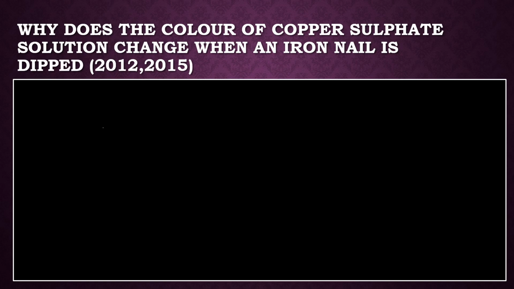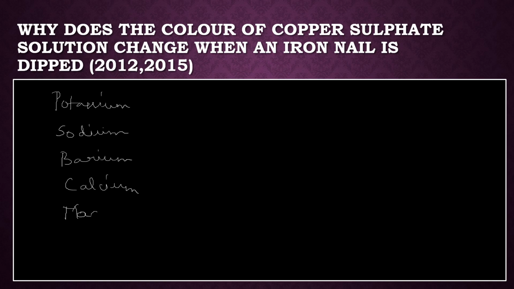Now let me write. First let us start with potassium. So potassium, we all know it's K. Sodium, barium, calcium, magnesium, aluminium, zinc, iron, and nickel.